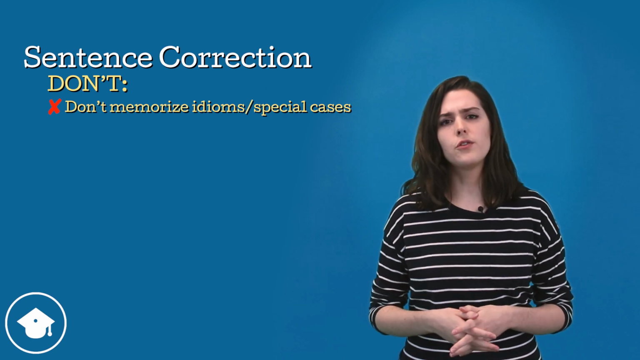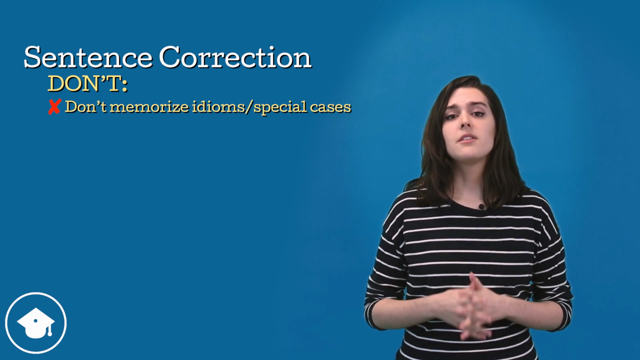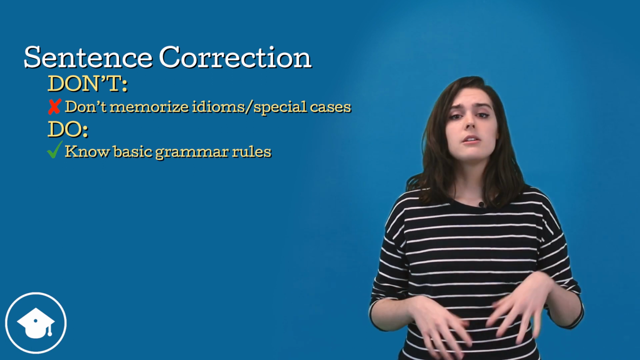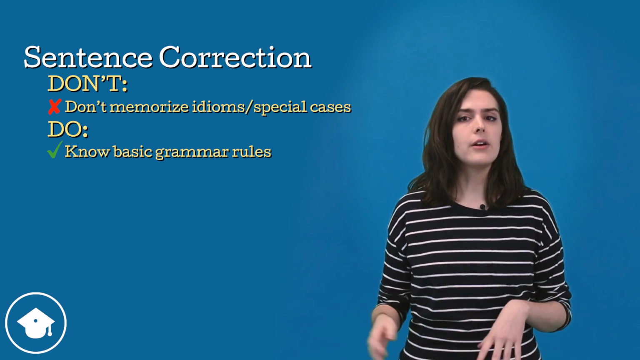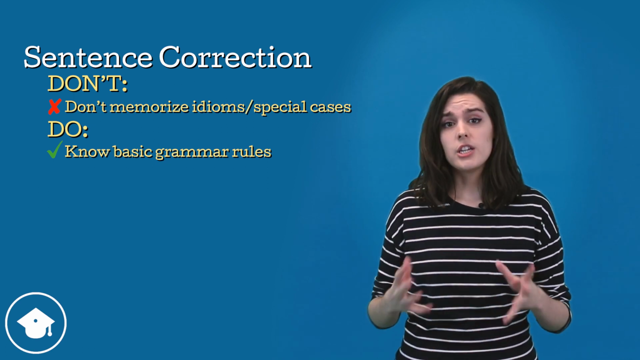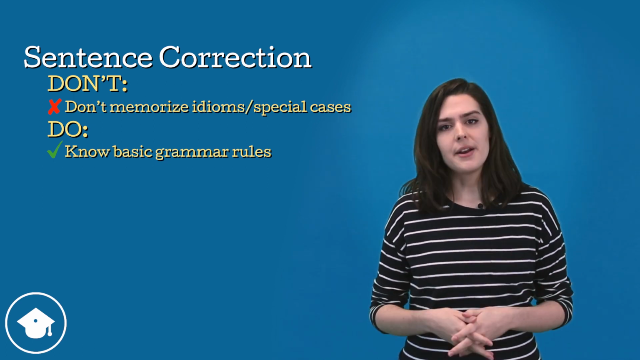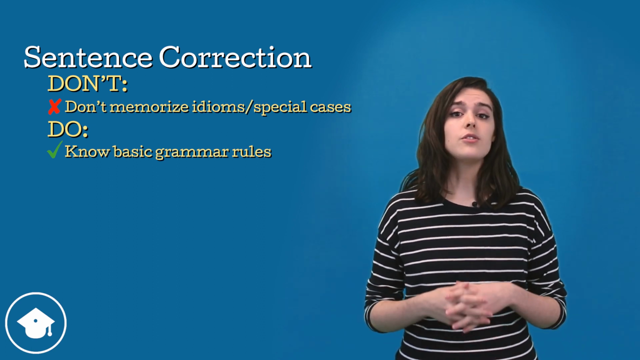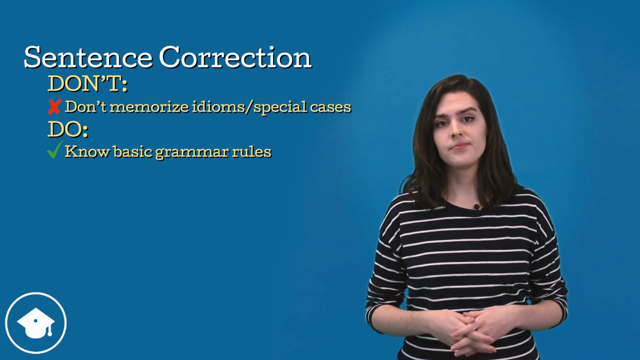So what is helpful for sentence correction? First, get very comfortable with basic grammar rules. Now, this includes agreement, verb tense, modifiers, parallelism, and sentence structure. While there are some special cases for each of these subjects, there really aren't a ton. A basic familiarity with how each of these work should be enough to handle the vast majority of grammar errors.